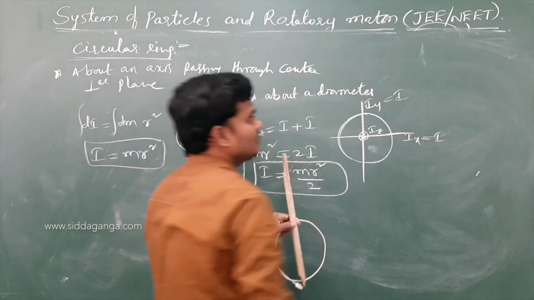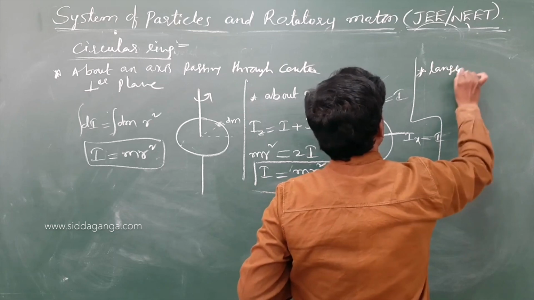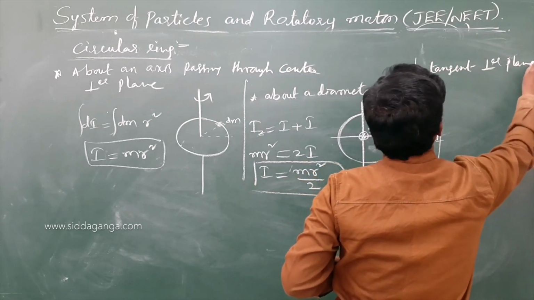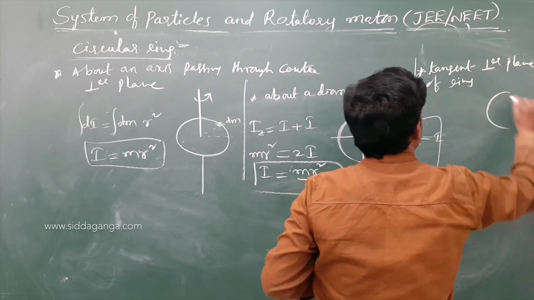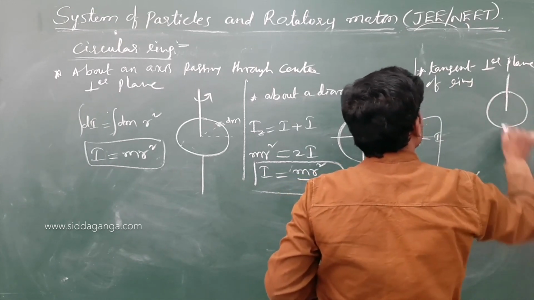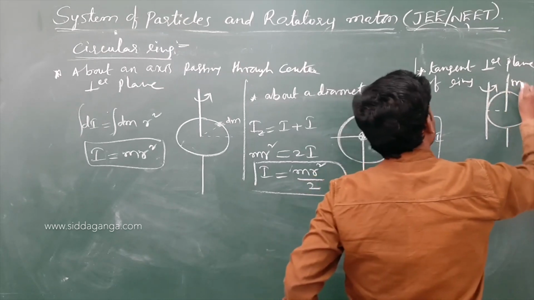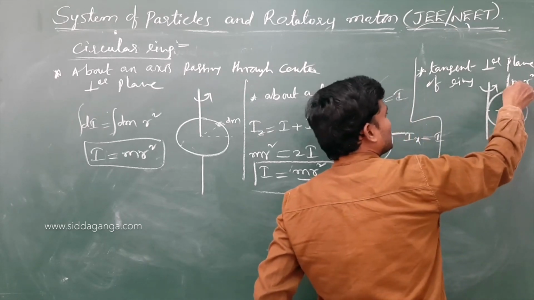Third formula, tangent perpendicular to the plane of the ring, plane of the circular ring. So both diagrams are the same. So this is the tangent. About this center we have a formula MR square. This is the center of mass. The moment of inertia passing through the center of mass is MR square.